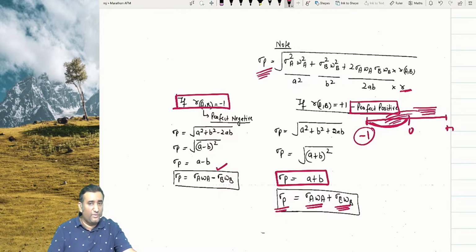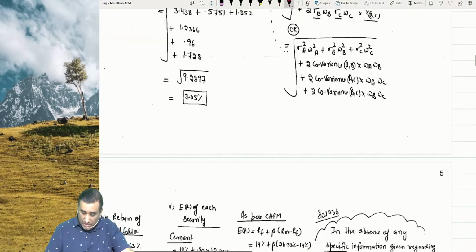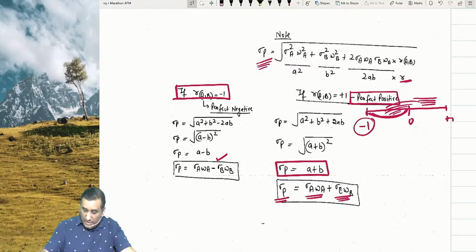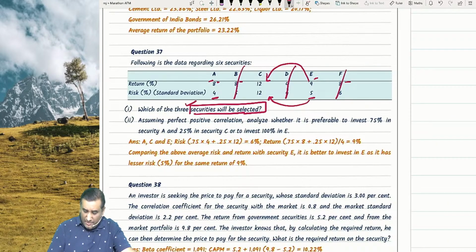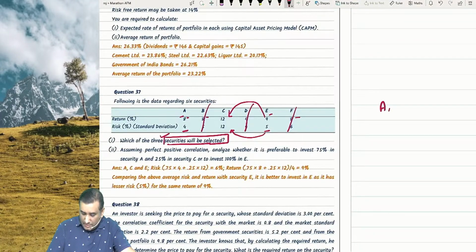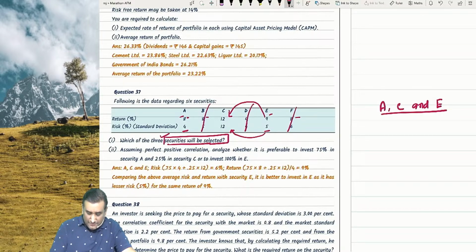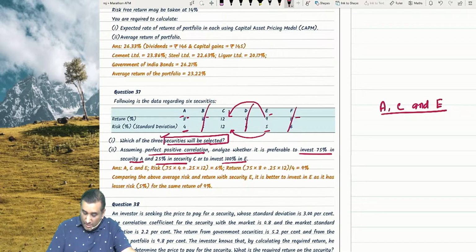Now the question number 37 which we were doing, in that we have already selected 3 securities, and the 3 securities which we have selected are ABN, ACN, ACNE. Assuming perfect positive correlation, analyze whether it is preferable to invest 75% in A, 25% in C, or invest 100% in E. Now what he wants from us is a combination of A plus C, or E.